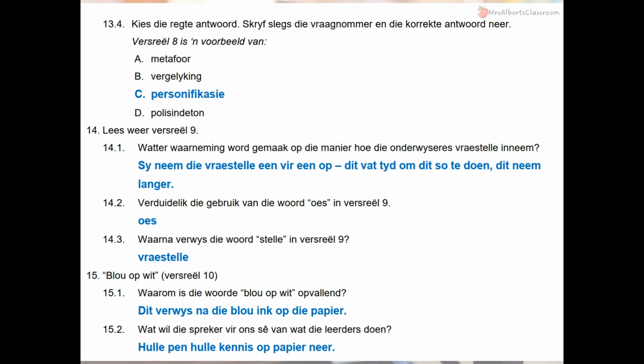So that's the part about the time, the watch counting down the hours. We've had a question similar to this before. So it's not a metaphor, it's not a simile. It's not polysyndeton. I hope you remember what polysyndeton is. That is a repetition of the word "en". So it's a conjunction "en" that you use multiple times in a sentence. No, it's personification because it's counting down the hours.